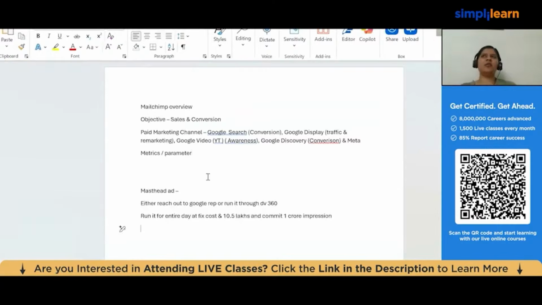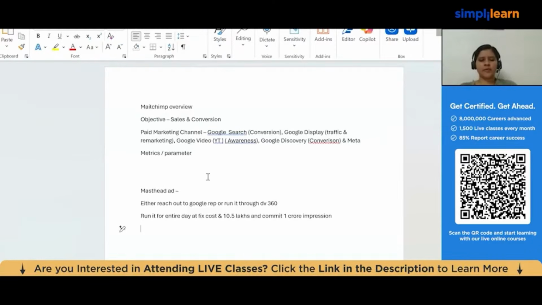First things first, there's a lot to say about this masthead ad. First, you can't run it through Google Ads. It's not possible to run it through Google Ads. Either reach out to a Google representative, or run it through DV360. These are the two ways.